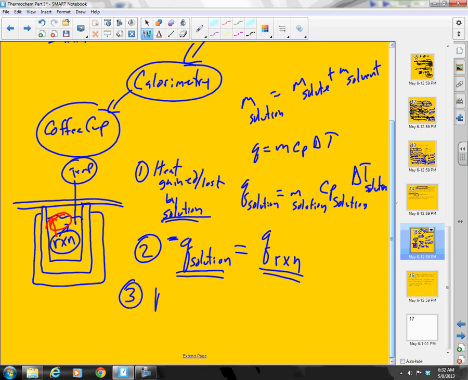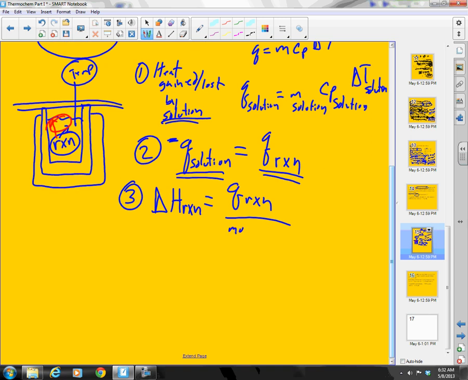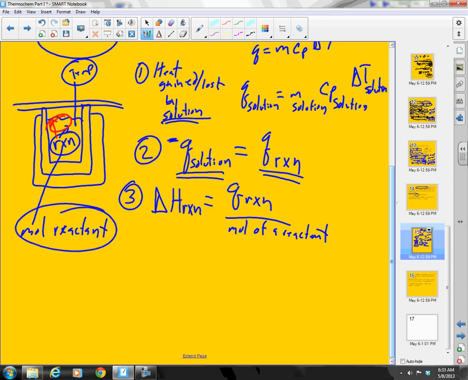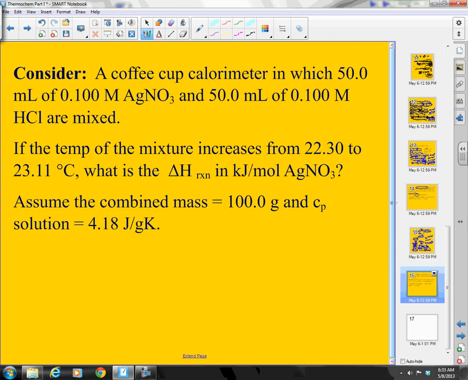And then finally, delta H for my reaction is going to be Q of my reaction per, usually, mole of a reactant. So you'd have to figure out how many moles of the specific reactant were used to create this amount of heat, and then you divide it into the Q reaction. They're going to tell you in the question moles of which reactant. But that's all there is to it. It's really quite a simple process. It's much harder to do in reality, but it's not that difficult of a thing.